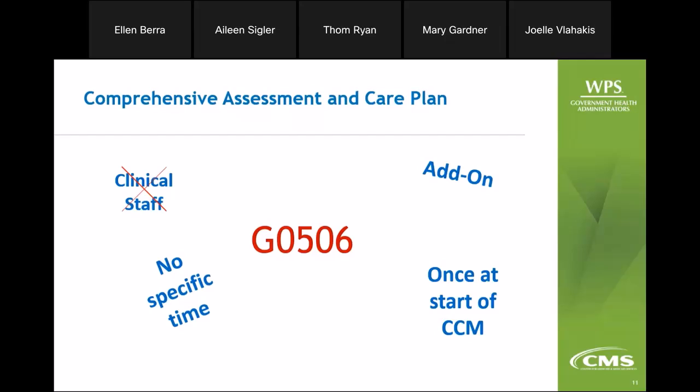The other thing that will make this just a little bit more confusing and will rely more heavily on your documentation is there is no time attached to this procedure code. So what that means is that you don't have to spend a certain number of minutes in order to qualify for this code, but your documentation will have to support the comprehensive assessment and the care planning that your physician or practitioner did during that initiating visit.